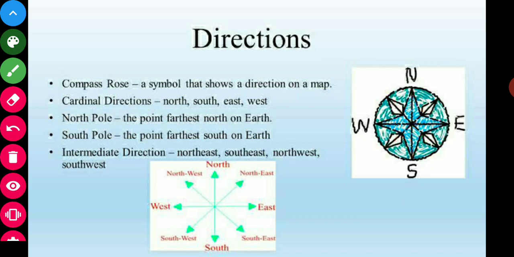There are some maps which do not show the cardinal directions. In these maps, the upper part of the map is considered as the north, and the lower part of the map is considered as the south.